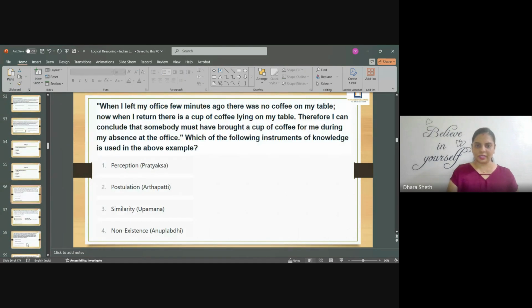Okay, next. The answer to the previous question is Upamiti or Upman, okay? It's not Anumiti. When I left my office few minutes ago, there was no coffee on my table. Now, these kinds of stories have been asked in the exam. When I left my office few minutes ago, there was no coffee on the table. When I return, there is a cup of coffee lying on my table. Therefore, I conclude that someone must have brought the cup of coffee during my absence in the office. Which praman is used to draw this knowledge?